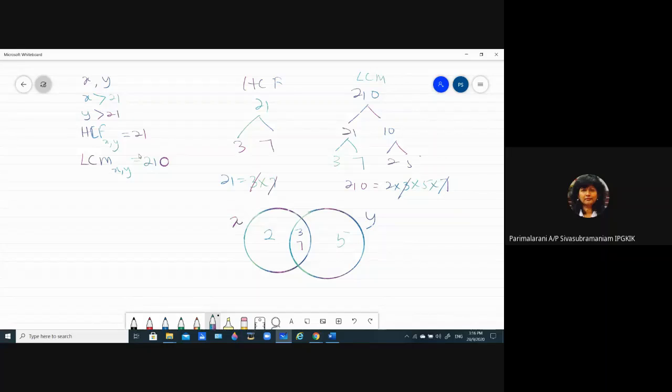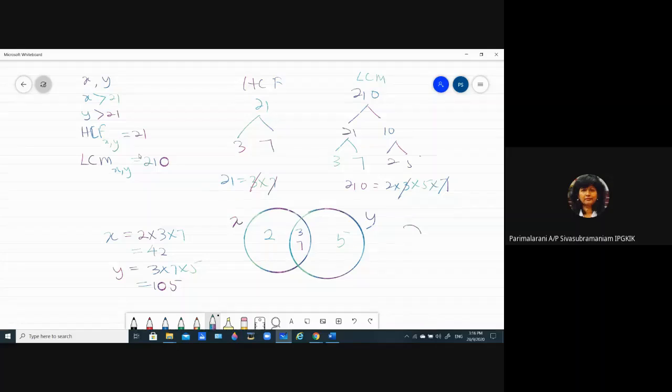If I put like this, what is my X? X is 2 times 3 times 7. How much is X? 42. Y will be 3 times 7 times 5. This is 105. So I got 42, 105.